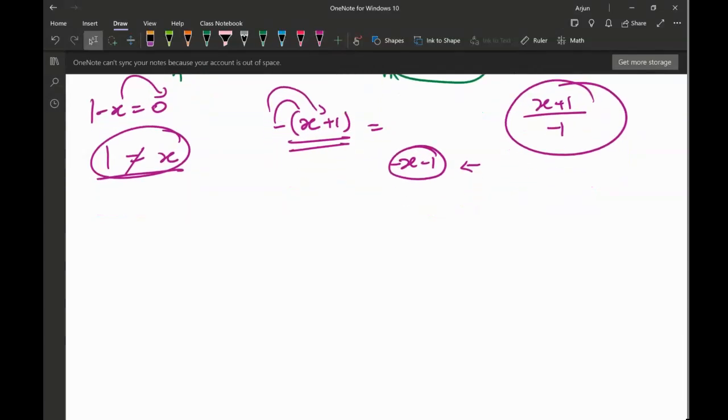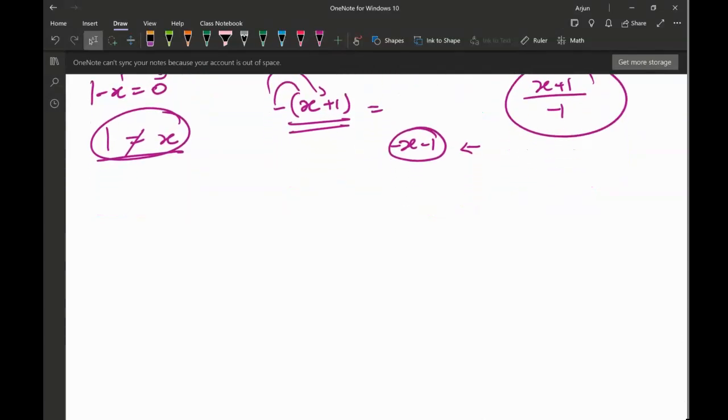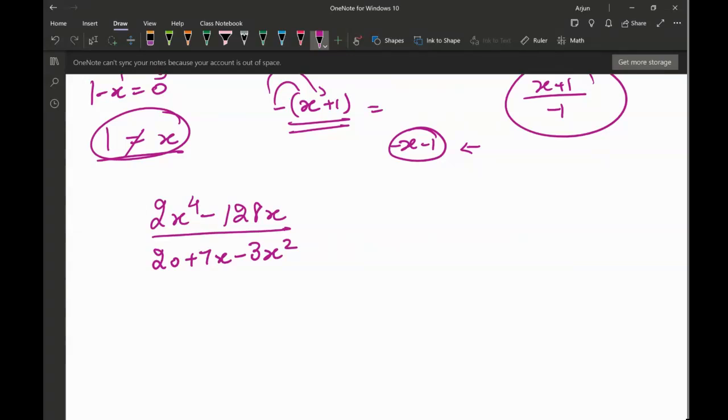Now, the next thing is, let's do one more question. 2x raised to the power 4 minus 128x, divided by 20 plus 7x minus 3x squared. Again, I want to simplify this. What can I do with the top and the bottom? Can I take something common? I can see there are two terms on the top. There is 4, meaning I can convert it into square form and then apply the difference of squares. That's my hint. And the bottom, I can convert into a quadratic equation.